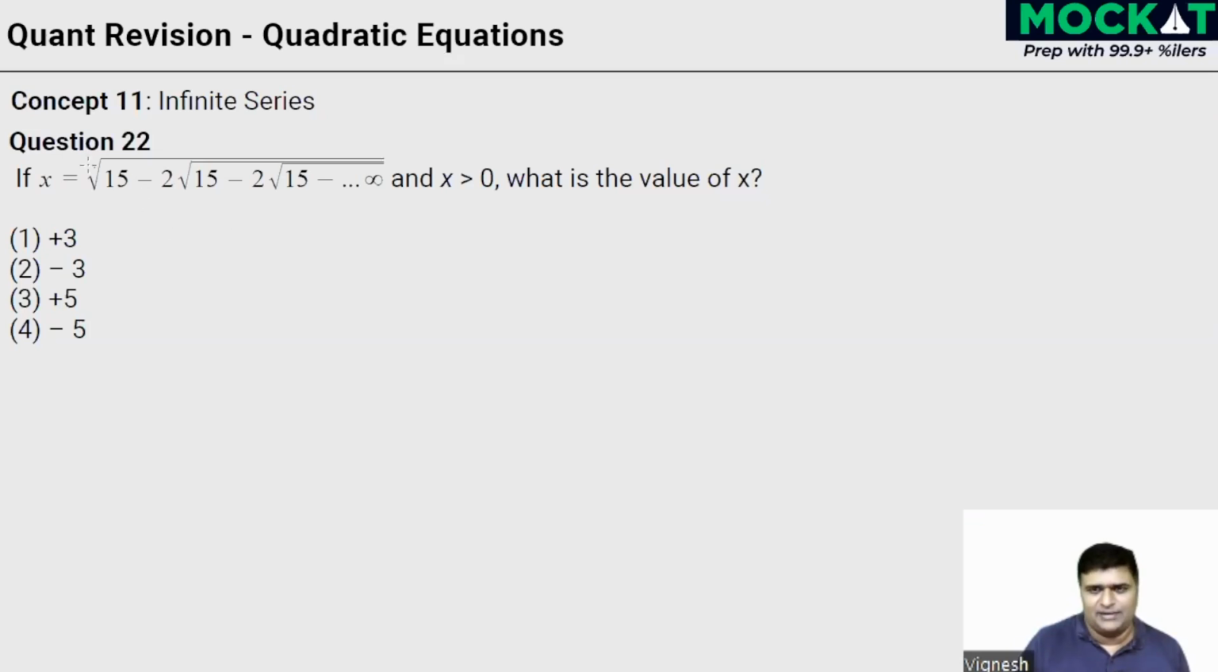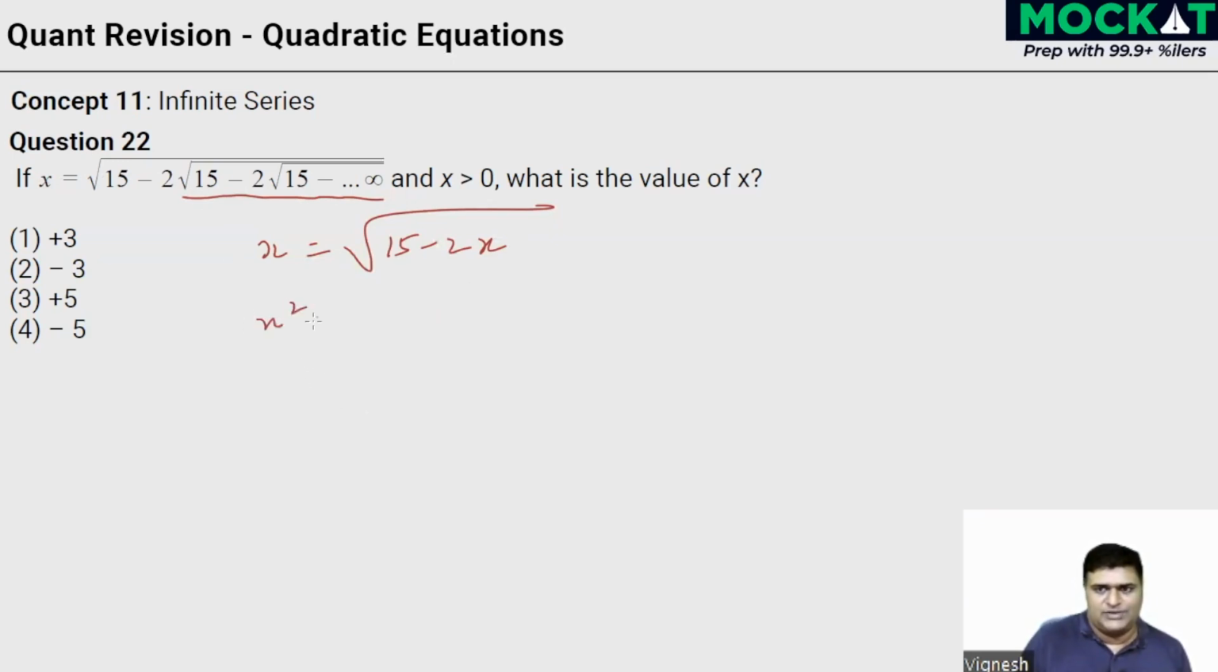We have something recurring: root of 15 minus 2 into root of 15 minus 2 into root of, so it continues over here. So x equals root of 15 minus 2 into, the moment I repeat this root of 15 minus, from here onwards, it's the same as what I had from the start. From here onwards, whatever I'm getting is the value of x. I can put an x over there, in an infinite series.